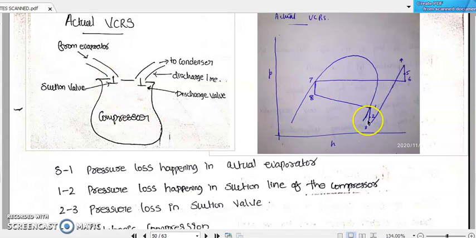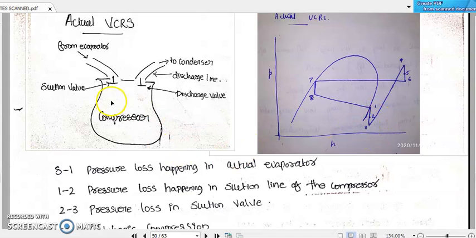Then what can this 2 to 3 be? 2 to 3 can be the pressure loss happening at the suction valve. Actually, the suction valve offers a hindrance to the free flow of the refrigerant, and that is the duty of the suction valve also. But during this process, the suction valve is acting as a pressure drop, and that pressure drop is represented as 2 to 3.